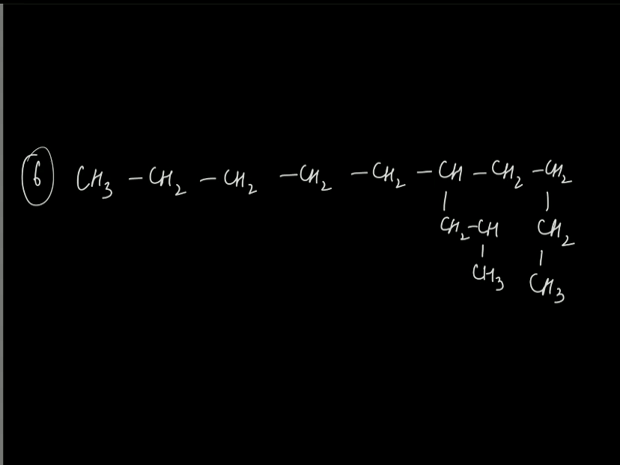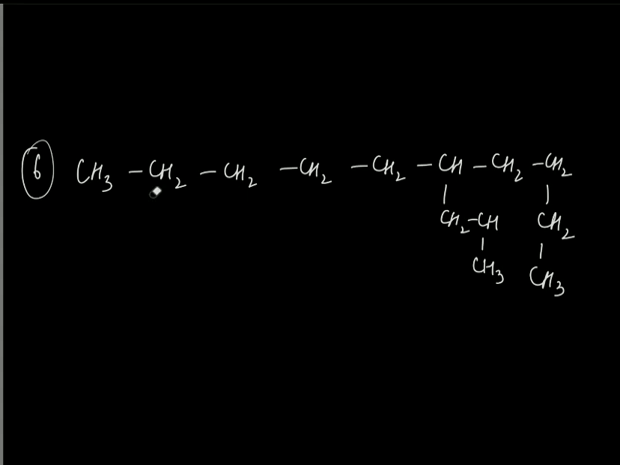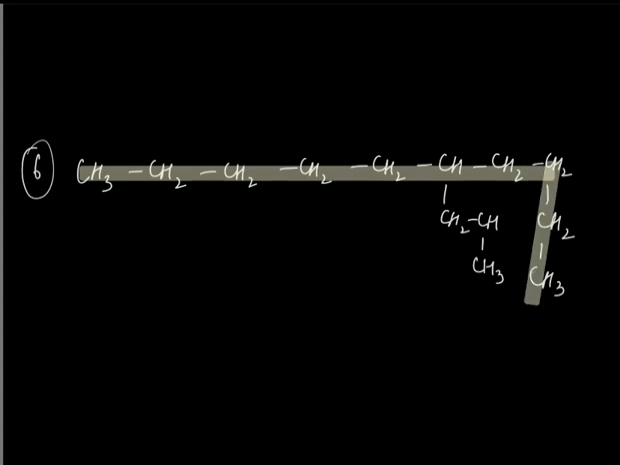Now, if we start the numbering from this one, it's a long way, right? 1, 2, 3, 4, 5, 6, 7, 8, 9. You're getting 9 if you go down. But 7, 8, 9, 10 this way, you're getting 10. So obviously, we will take this as the long chain. But we won't start the number from the left hand side. We'll be starting from the bottom right. So we'll be starting from here. So this is 1 carbon, this is 2nd, 3rd, 4th, 5th, 6th, 7th, 8th, 9th, and 10th. So this is decane.